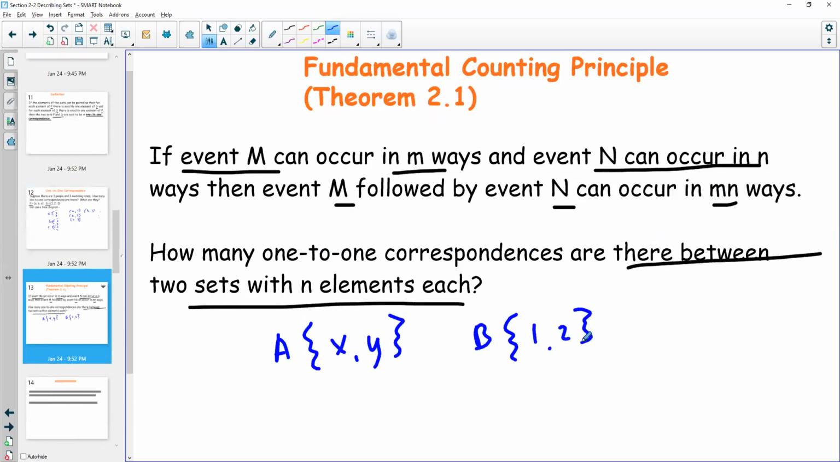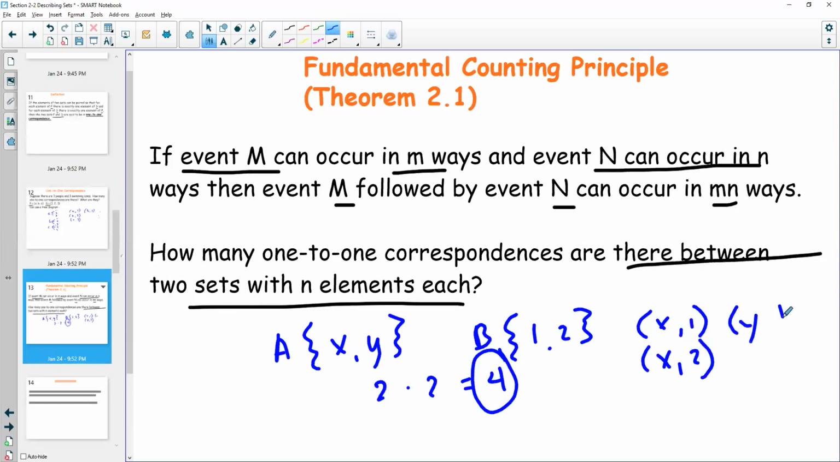Well, 2 elements, 2 sets. 2 times 2 should give me 4. So the number of one-to-one correspondences is 4, but we should actually see what that looks like. We could do X and 1, X and 2. We could do Y and 1, and Y and 2. There's our 4. So you can see the matches.